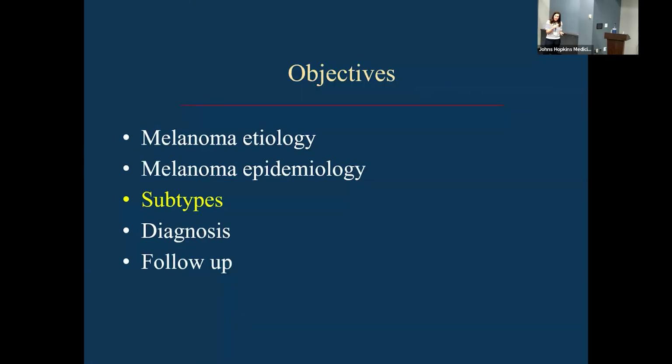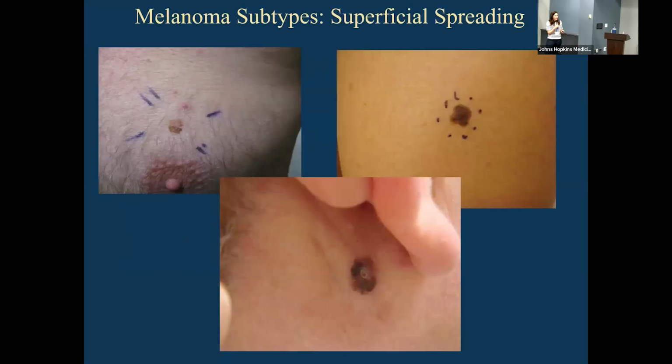Okay, so when we're trying to diagnose melanoma, it's important to know what subtypes of melanoma exist and what they can look like. So we're going to start with the most common subtype, which is superficial spreading.